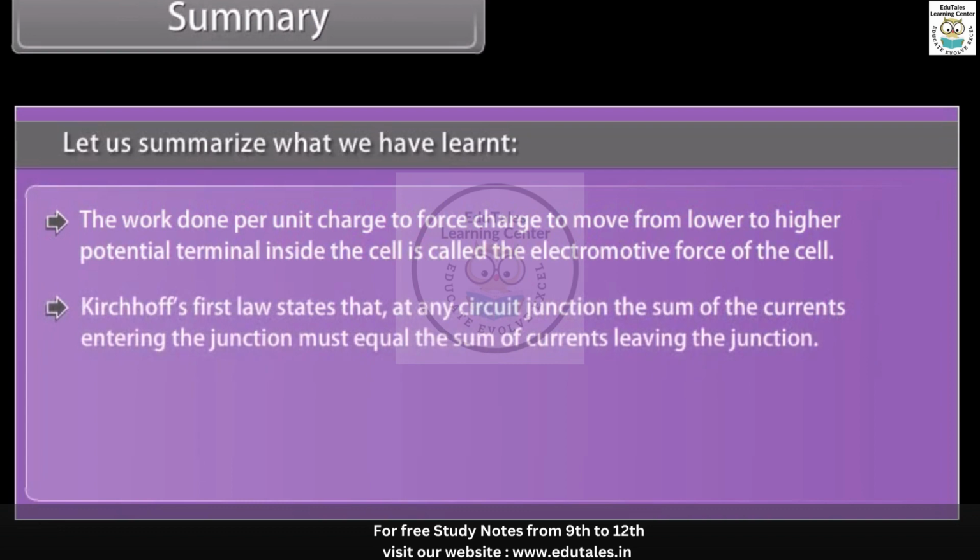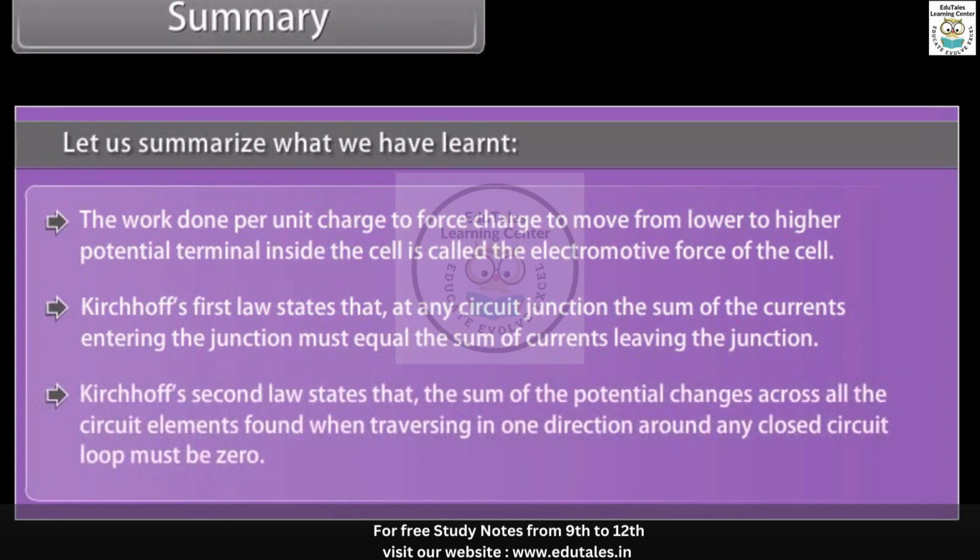Kirchhoff's first law states that at any circuit junction, the sum of the currents entering the junction must equal the sum of currents leaving the junction. Kirchhoff's second law states that the sum of the potential changes across all the circuit elements found when traversing in one direction around any closed circuit loop must be 0.